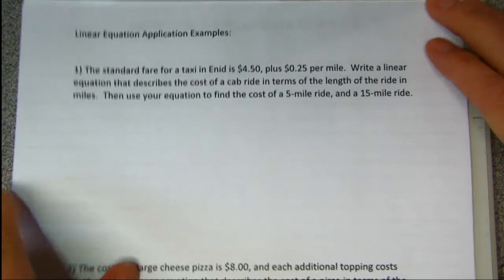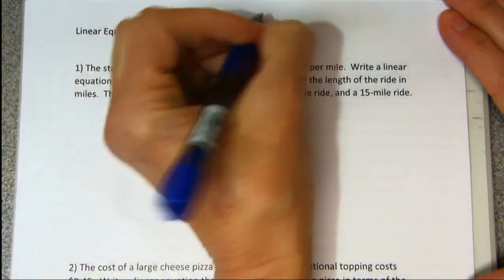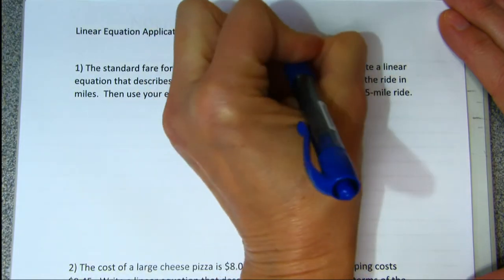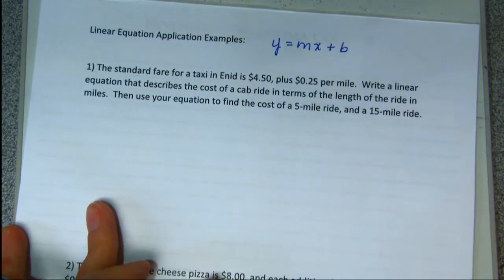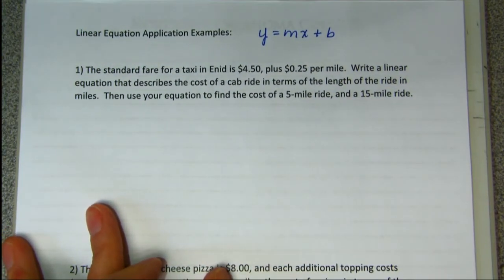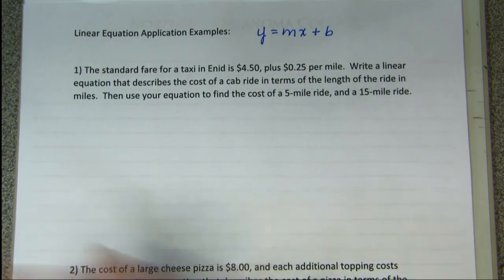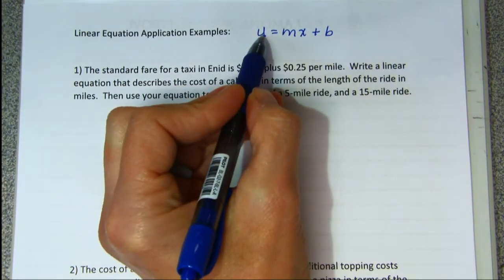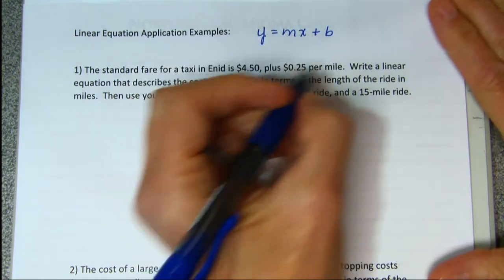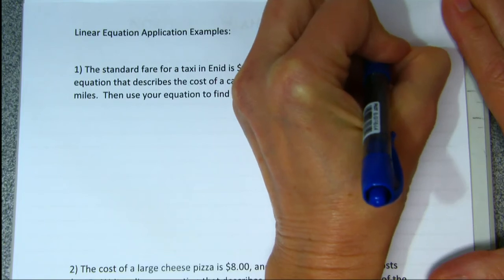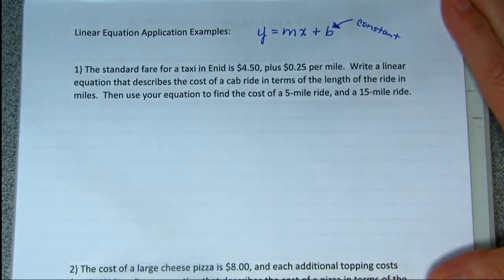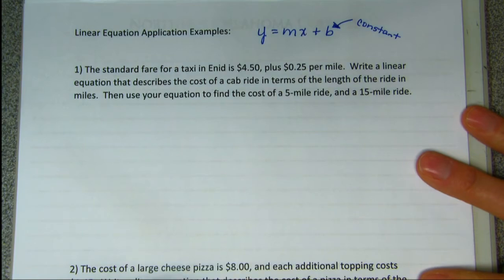Now, you are going to need to use the linear equation y equals mx plus b. So you're going to have to write an equation and then apply it. In doing this, your variables will always be x and y. This b will be the number that is constant. That's what you gotta pay attention to.